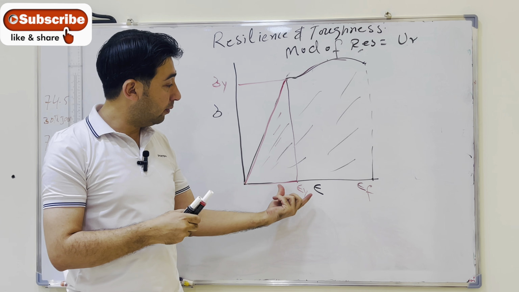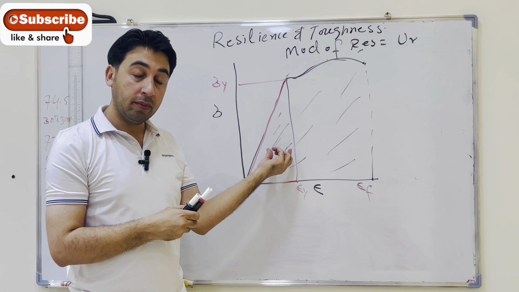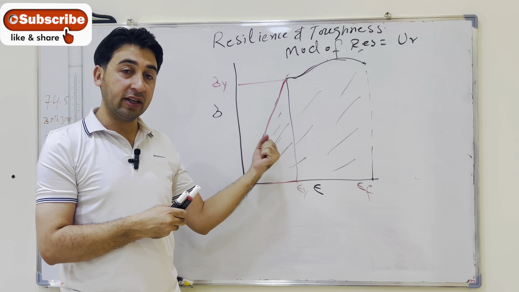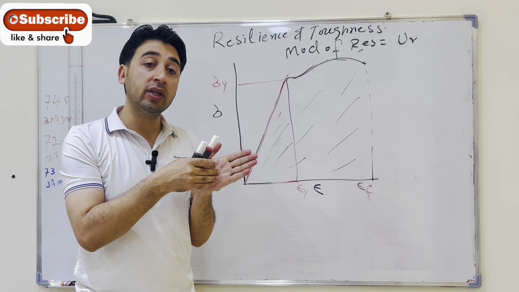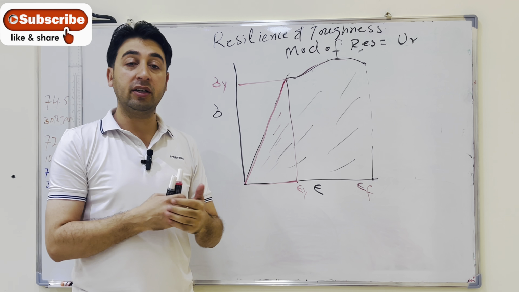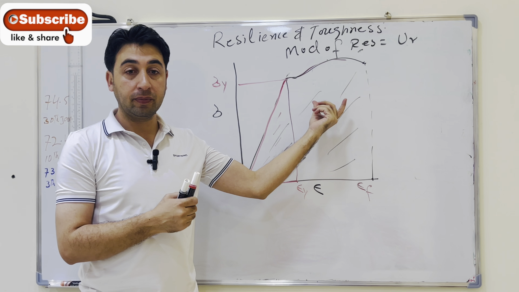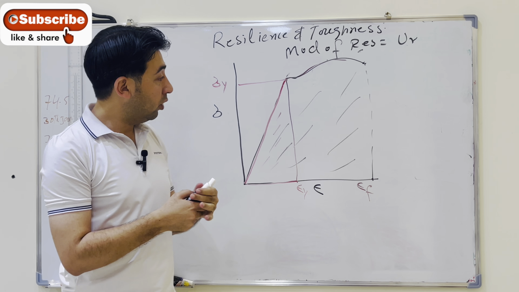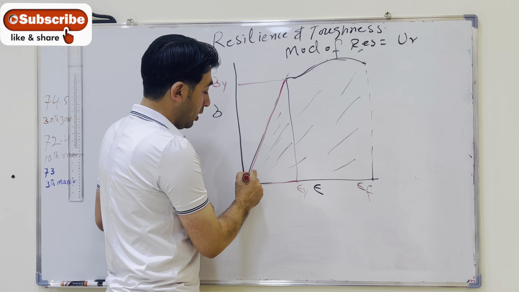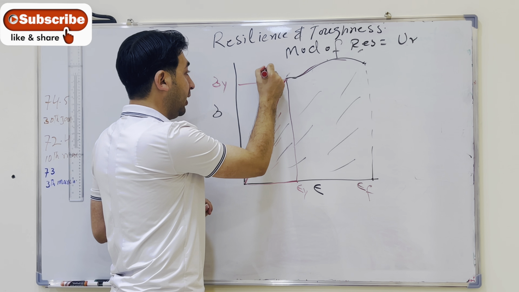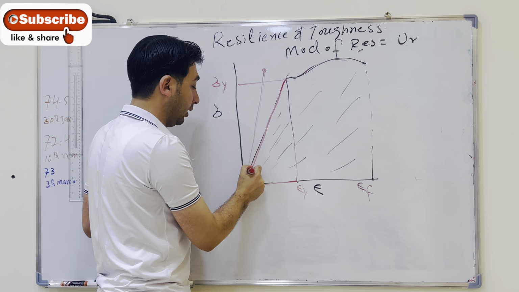Now within the toughness there is resilience also, but resilience is that energy which we can recover, but toughness is the energy which we can recover plus which we cannot recover, which is in the plastic region, right? So look here, for this if we have a different curve, this is one curve, and for the brittle material, this is let us say another curve.